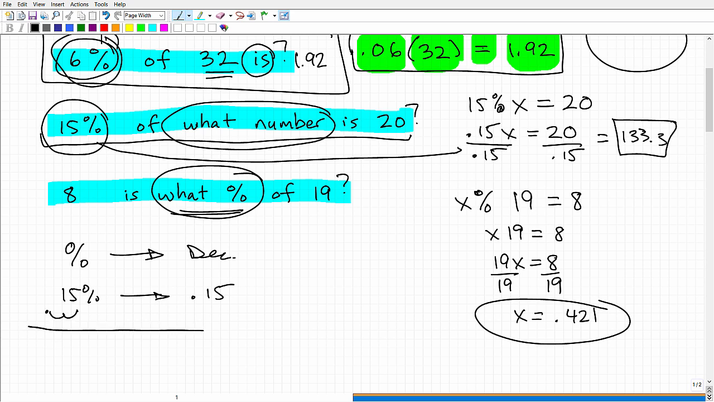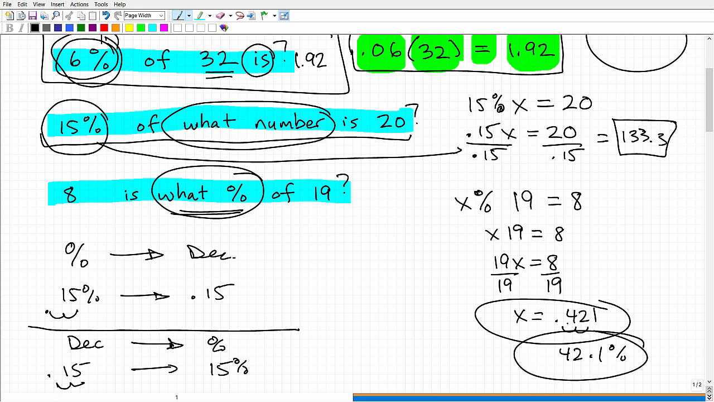But if I want to go the opposite direction, from a decimal to a percentage, what do you think I have to do? Well, I just have to move the decimal point back, right? So if I'm going to go from 0.15 to 15%, I simply have to move 2 places to the right. The reason why that's important is our answer here is x is equal to 0.421. That's the decimal equivalent of what percentage? Well, just move this decimal point over 2 places to the right, and I get 42.1%. So 42.1% of 19 is equal to 8.